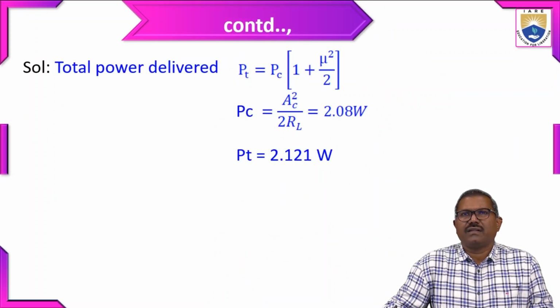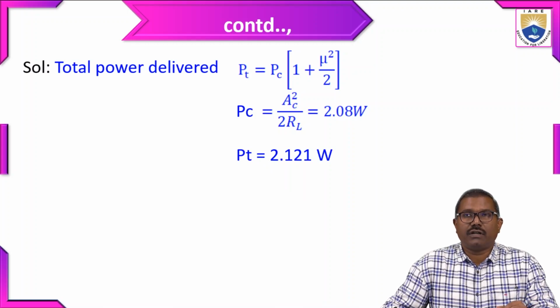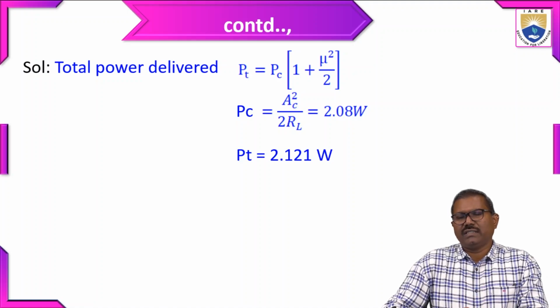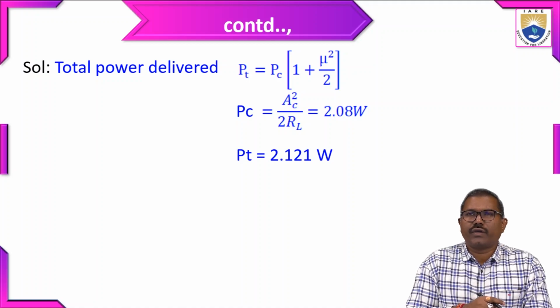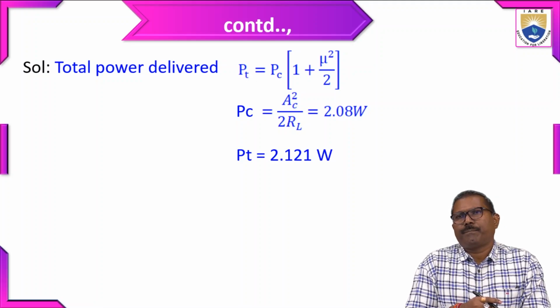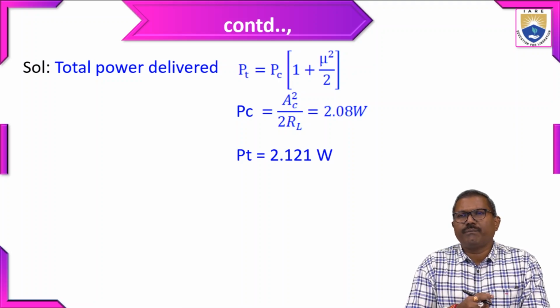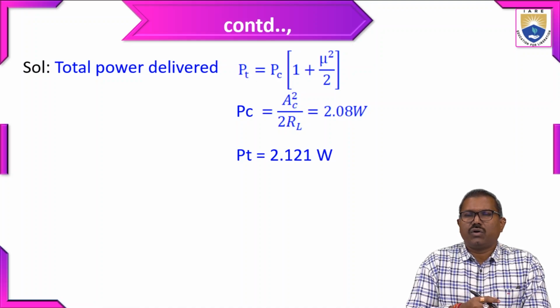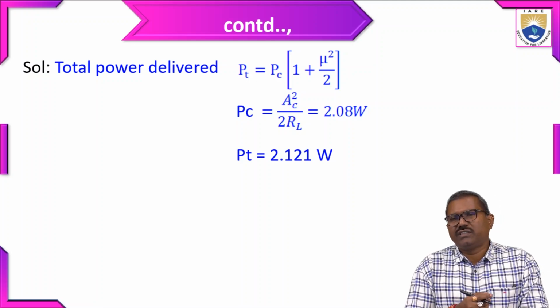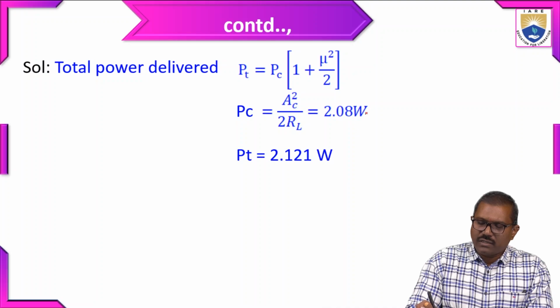Okay. Now coming to the total power delivered. Why? Because RL is 600 given. By using that 600 load resistance, you can find the carrier power. For the total power formula, PT is equal to PC into 1 plus mu square by 2. We know the mu value. We need the PC. How? PC is equal to Ac square by 2RL. So Ac value is 50. 50 square divided by 2 into 600. By solving that one, we get 2.08 watts.